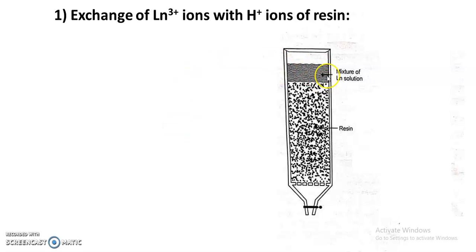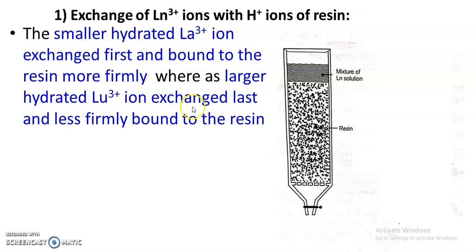Now, as I said, when the solution containing lanthanide ions is passed through cation exchanger resin, then slowly there is a formation of bands. The first step is exchange of lanthanum ions with H+ ions of the resin. As soon as this solution is passed through the cation exchanger resin, there is an exchange of lanthanum ions with H+ ions, and the smaller hydrated lanthanum +3 ion is exchanged first and bound to the resin more firmly, whereas the larger hydrated lutetium ion is exchanged at the last and less firmly bound to the resin.